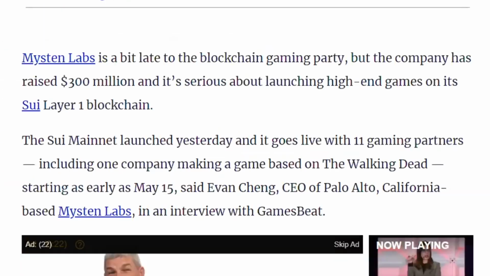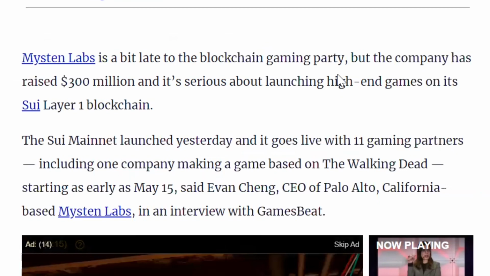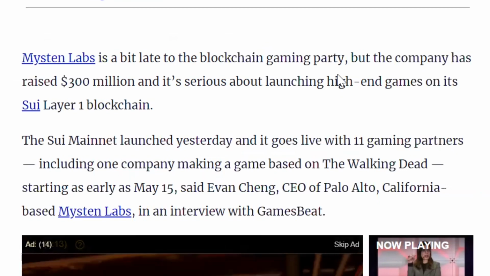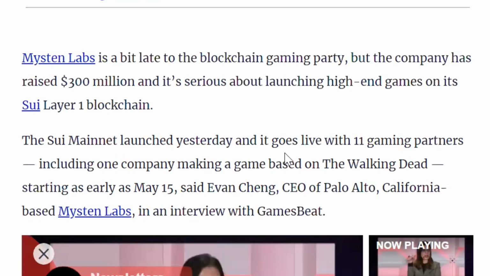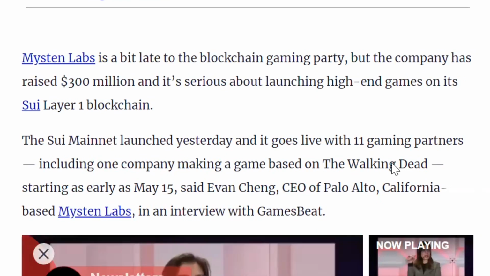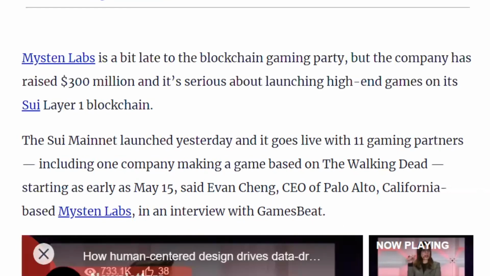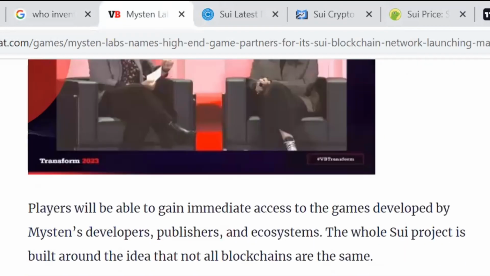What is Diligence Labs up to? Well, the company has raised $300 million and is serious about launching high-end games on its SWE Layer 1 blockchain. SWE mainnet launched yesterday, and it goes live with 11 gaming partners, including one company making a game based on The Walking Dead, starting as early as May 15th. So that's pretty cool. You know how big The Walking Dead was, and they're making a game for it. So there's a lot of stuff going on.